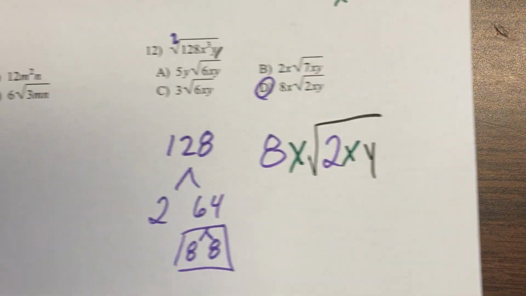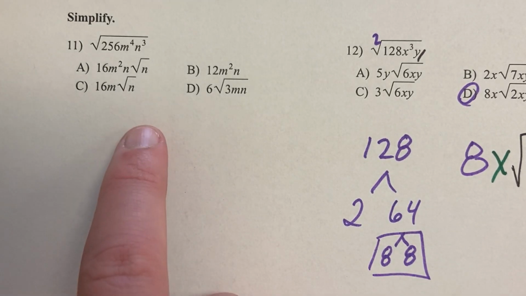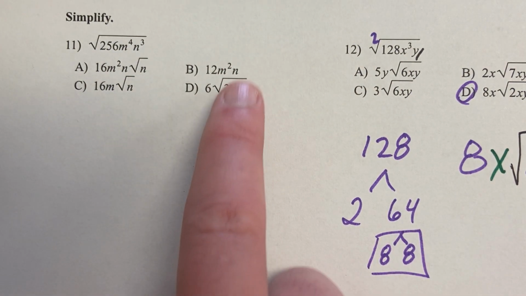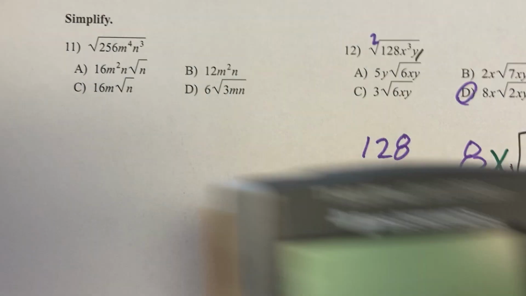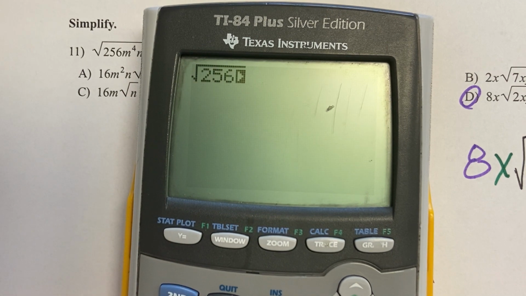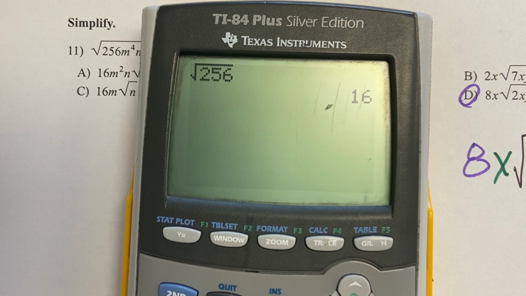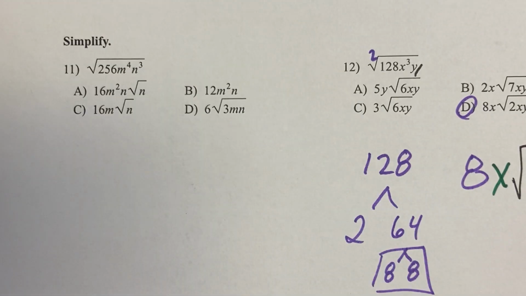All right, let's look at 11. It's not a big deal. So 256, we'll notice 3 of the radicals don't have anything inside of them. Actually, B doesn't even have a radical. So one thing I'm going to check is, is 256 a perfect square? If you know what it is, good, move on. But it is a perfect square. 16 squared is 256.